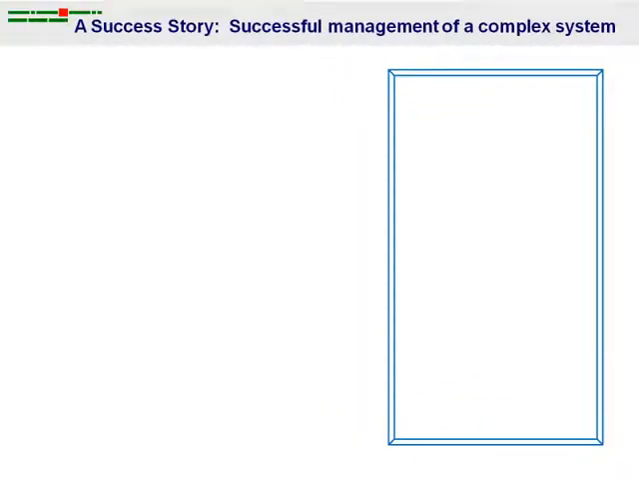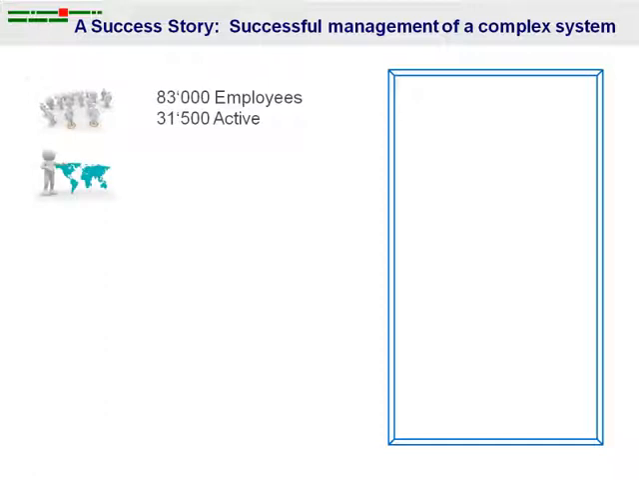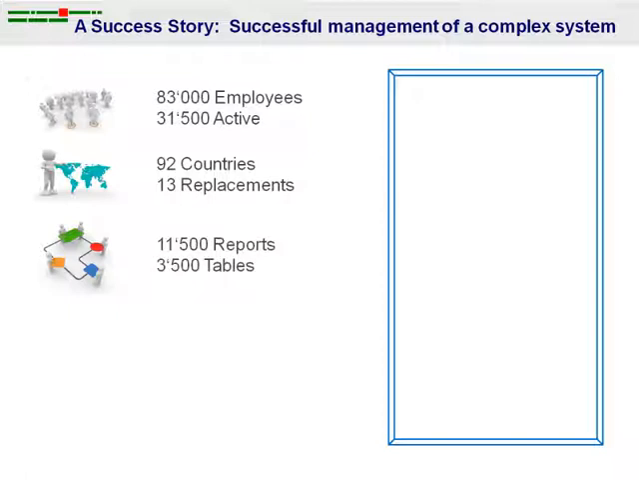Syngenta's GPS consists of 83,000 employee records, 31,500 of which are active employees. There are 92 countries, and in 13 of those countries, the local system was completely replaced. 11,500 reports were customized, along with 3,500 tables. There are 13,500 users whose access is managed by 1,100 authorization roles.